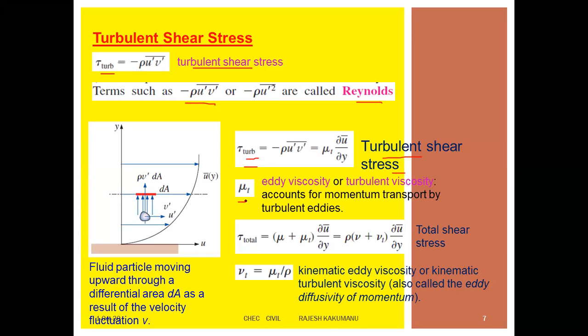Therefore, what is mu t here? The mu t is the eddy viscosity or turbulent viscosity. Eddy viscosity or turbulent viscosity accounts for momentum transport by turbulent eddies. Therefore, the total shear stress is tau equal to mu plus mu t of dou u by dou y. That implies rho of nu plus nu t dou u by dou y is the total shear stress. So this is the turbulent shear stress, and this is the total shear stress.